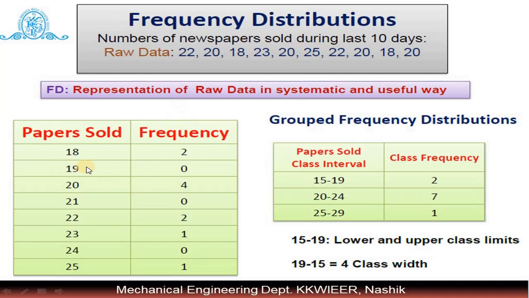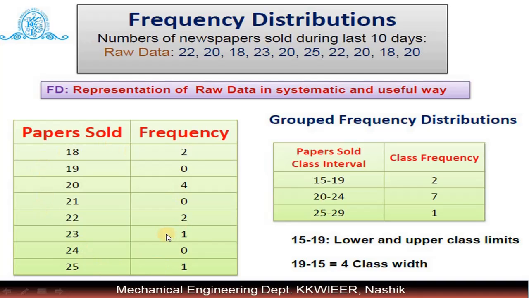How many papers were sold? Papers sold in the last 10 years: suppose 18 papers were sold, 19, 20, 21, 22, likewise. How many times were 18 papers sold? The occurrence frequency is provided here, that is, 2 times. How many times 19? 0. Likewise, 25 papers in a day were sold one time. So this is the distributed data, systematically arranged. Now this is the frequency.